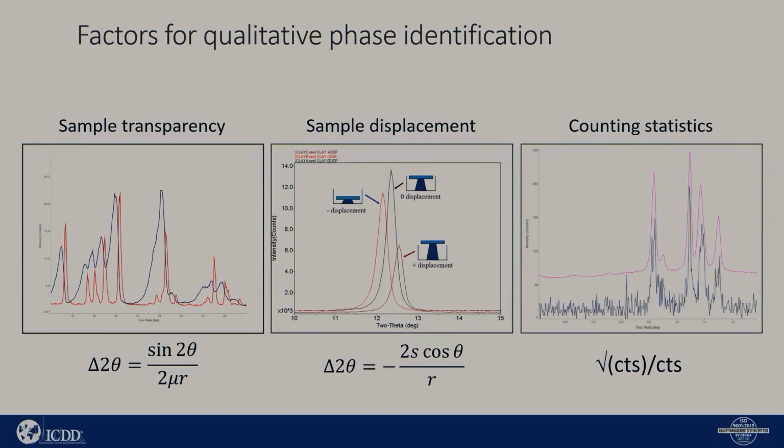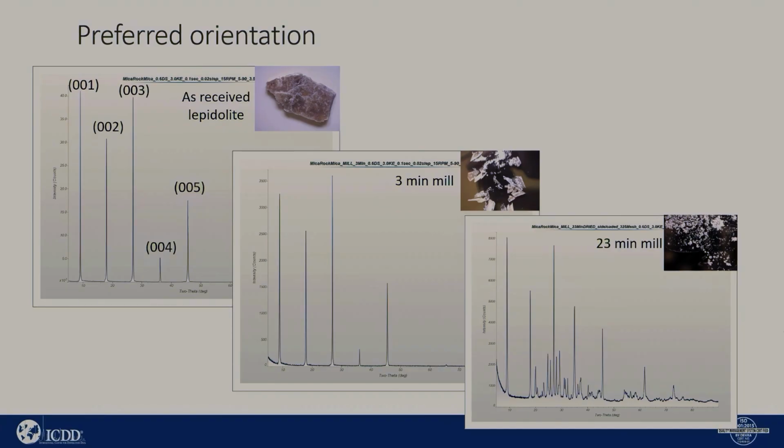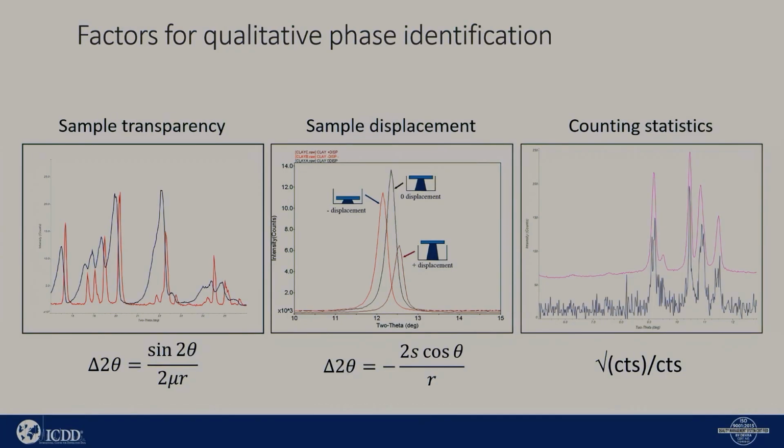Sample displacement, this is probably the most common error that we see, where people will put their sample in some type of sample holder and they either put too much sample or too little sample there. And if you have that sample displaced, you're going to shift your peak position, okay? And again, phase ID is peak position. And if you're moving that around, you have potential for an error.